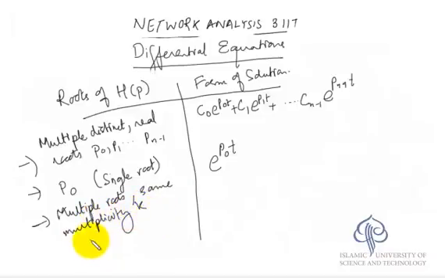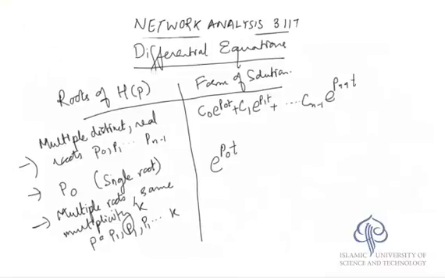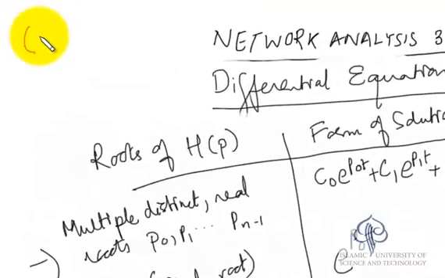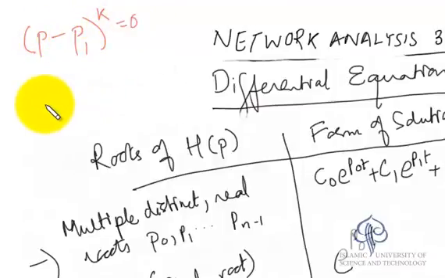That means p is equal to, the roots are p1, p1, p1, k times. Like for example, in case of the polynomial (p minus p1) to the power k is equal to 0, what are the roots of the equation? There are k roots, and all of them are equal to p1.